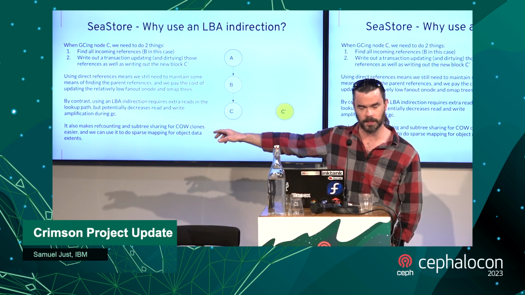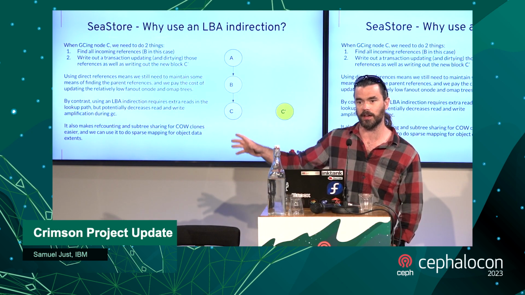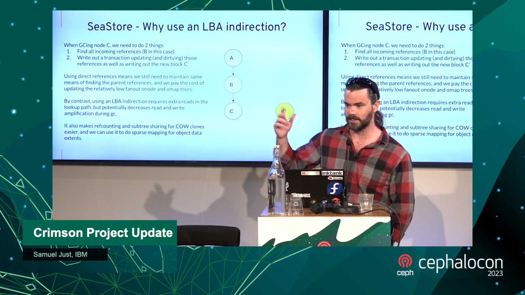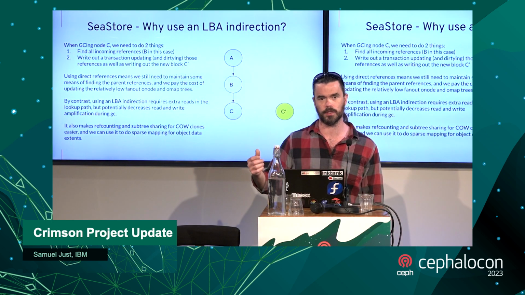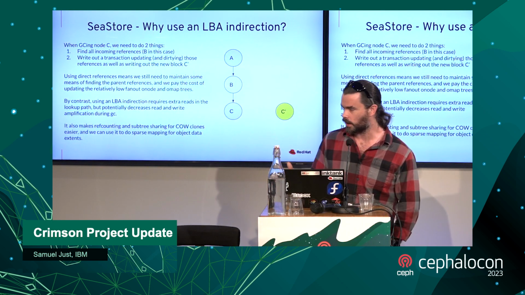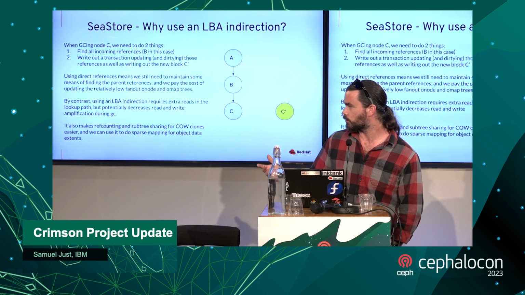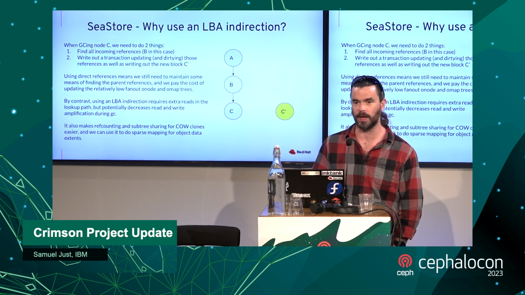By contrast, if we have an LBA tree, we simply need to update the logical address location of C prime, which would be an update to the LBA tree, which is very high fan out. So we have a high probability of hitting a node we've already mutated. So by the time we rewrite out that extent, we've hopefully mutated it multiple times. So we get a lot of locality that way. And as I mentioned before, it creates a natural place for doing subtree sharing for copy-on-write clones. And we can use it to do sparse mapping.